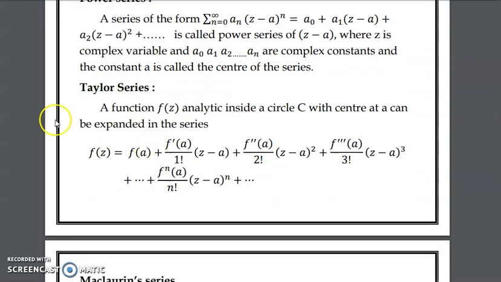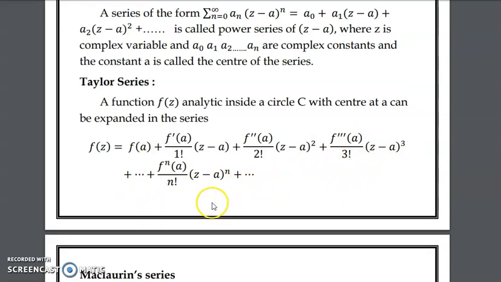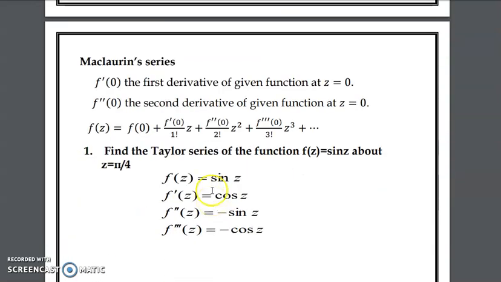Next one, Taylor series. A function f(z) analytic inside a circle C with center a can be expanded in the series. So f(z) is equal to f(a) plus f'(a) divided by 1 factorial times (z - a), plus f''(a) divided by 2 factorial times (z - a) the whole squared, plus f'''(a) divided by 3 factorial times (z - a) the whole cube, plus etc. The Maclaurin series is also the same form with a = 0.